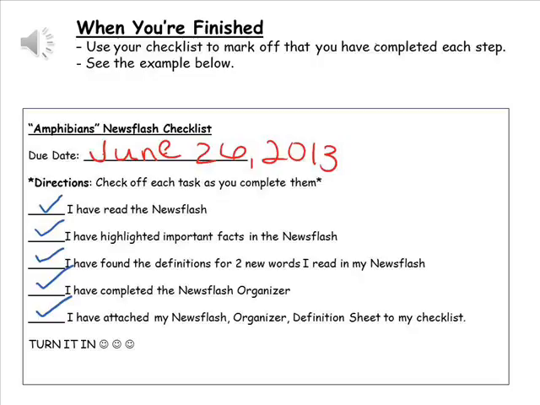Now that you've finished your newsflash, you've read the newsflash article, you've highlighted the important information, you've found the definitions to your new words, and you've answered your questions, it's really important to make sure you go back and use the checklist. As you can see, I've marked up all the things that I've completed to make sure my newsflash is complete.